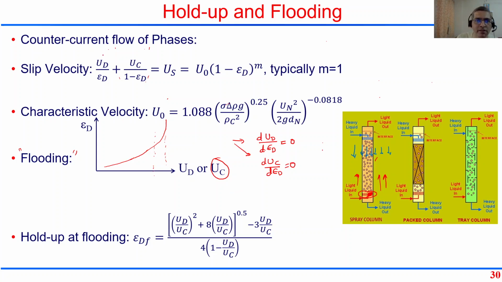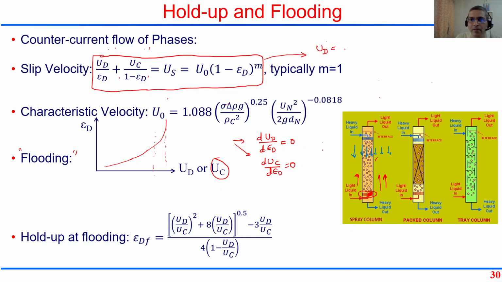Now we already have one relationship between the ud, the uc and the epsilon d. What I want you to do is rewrite this expression with ud on the left side and everything else on the right hand side. That right hand side would be some function, let's say f1, of u0, epsilon d and uc, and of course m, but I'm saying m is equal to 1 just now. I'm just rewriting this expression.